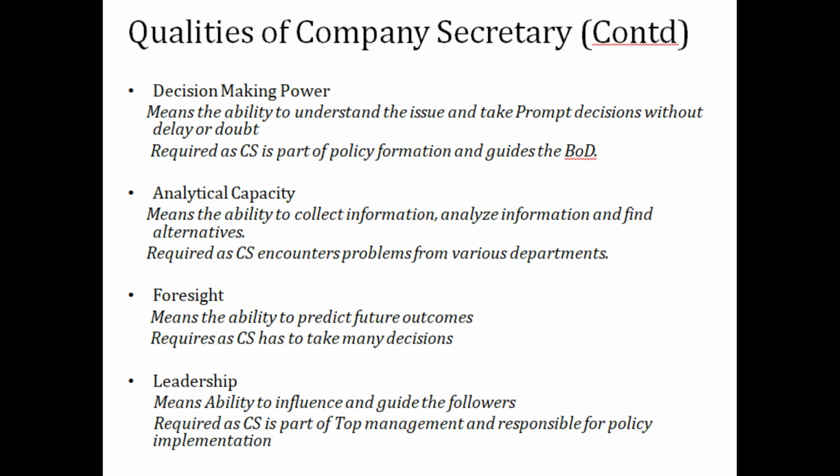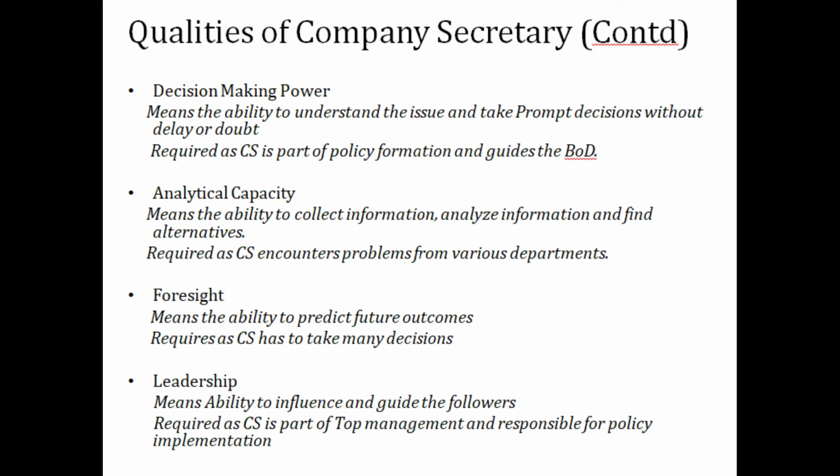For everything, you cannot expect to delay it. You cannot tell the directors and the top management that I will look into it and reply to you at a later date. Many things you have to answer on the spot, and at that time prompt decision making is very necessary. Analytical capacity.